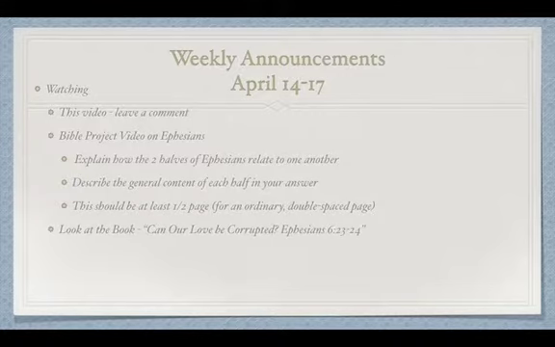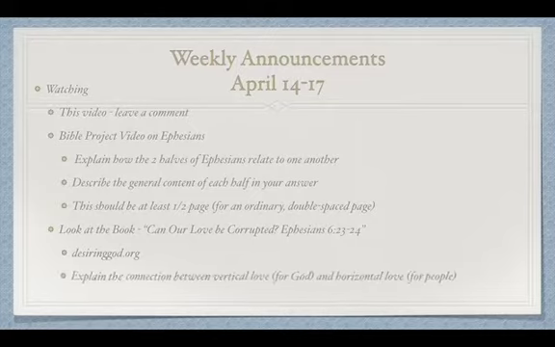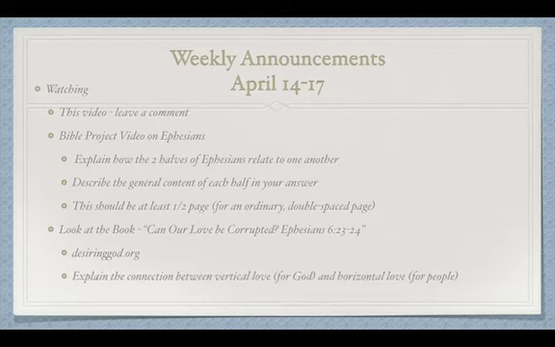Your more focused study video this week is going to be another Look at the Book video, Can Our Love Be Corrupted? Ephesians 6:23 and 24. It's the last couple verses in Ephesians. I'll put a link for that in the email, but I'm guessing that you're getting good enough at navigating through the website, desiringgod.org. And what I'd like for you to do in response to that video is explain the connection in those verses based upon Piper's study. Explain the connection between vertical love for God and horizontal love for people. So in this video, you're looking to explain how those two concepts go together. Love for God, love for people. That is vertical love and horizontal love. So you need to dig into that video to get to that.